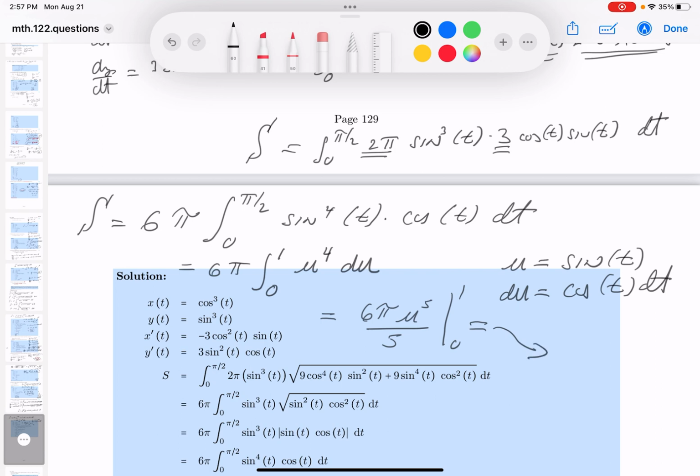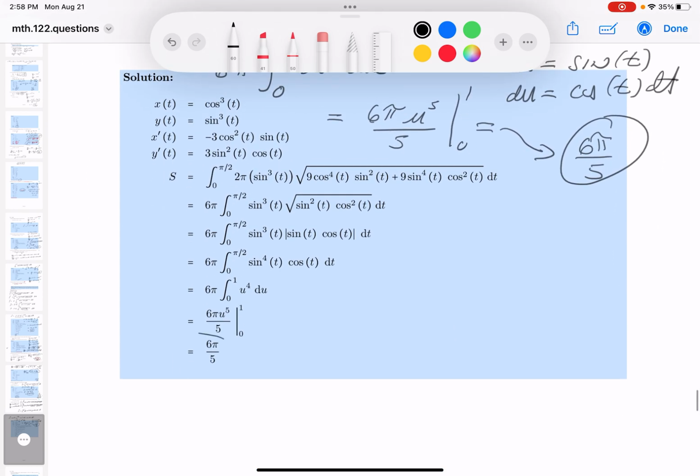Let's see if we can do the evaluation. Doesn't look that bad. 6 pi over 5. When u is 1, u to the 5th power, if it's 1, it's just 1. And 0, 0. So I'm done. 6 pi over 5. Let's see how we did. Wow, we got it. Next question.